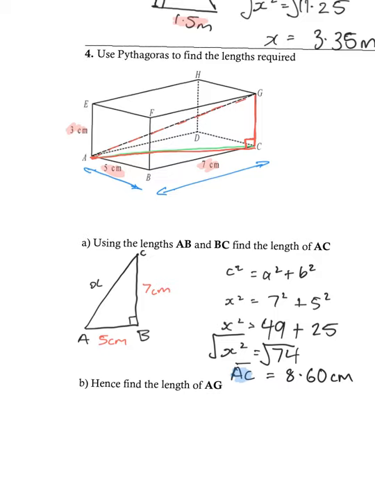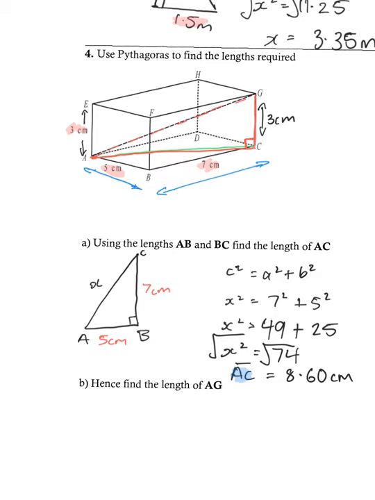Okay, and we can find those lengths. Now I'm just going to continue. I'll draw a separate triangle in a sec. But the length from G to C, all these heights are going to be the same. So that's going to be the same as the length from E to A. So that height is 3 centimetres.